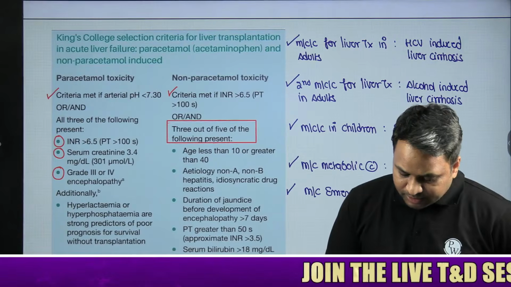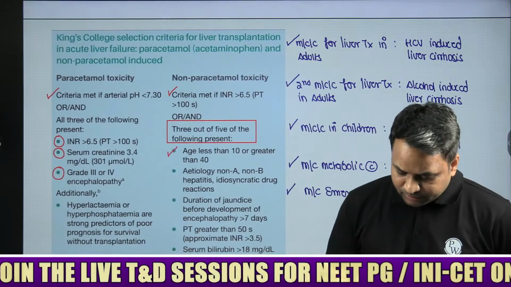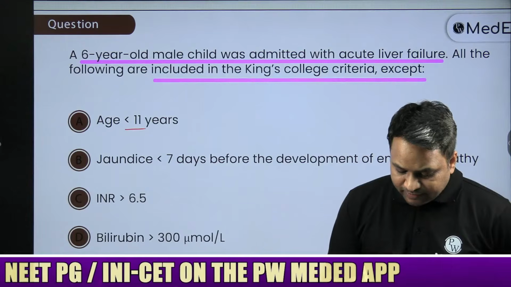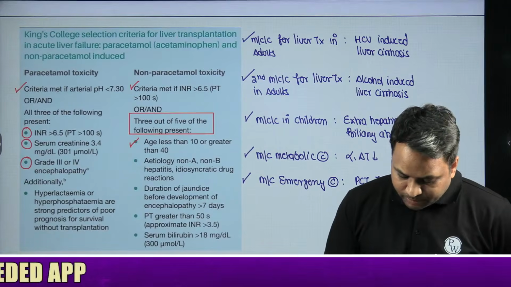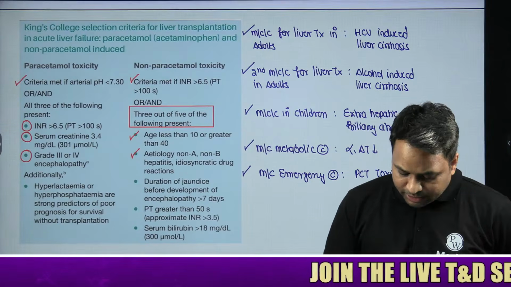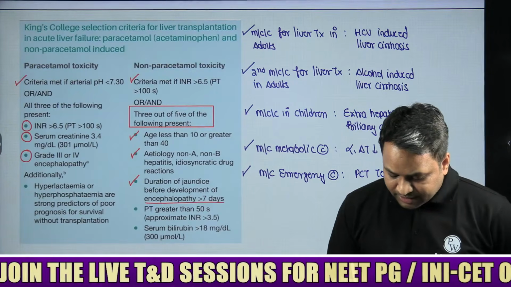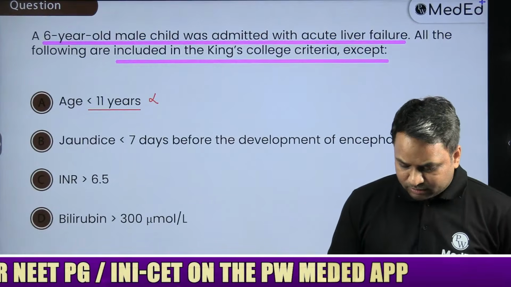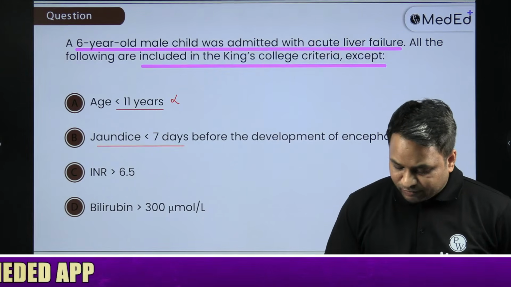Number 1, the age should be less than 10 or greater than 40, right? So look at our first criteria. Age is less than 11, it is wrong, it should be less than 10. So it is gone. Second, it should be non-A, non-B hepatitis or idiosyncratic drug reaction. The duration of jaundice before the development of encephalopathy should be more than 7 days, right? Jaundice of less than 7 days is wrong, so this is also wrong.